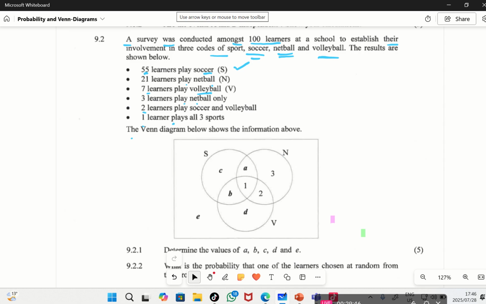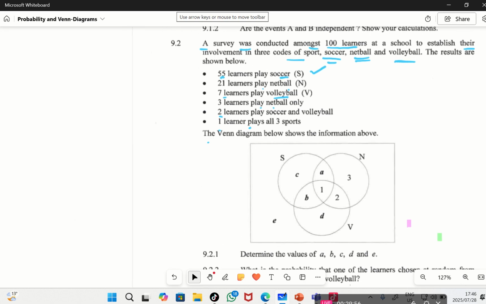Now let us get into this. We're gonna find the value of A, B, C, D, and E. Let's just ignore the questions and do it ourselves. You start at the intersection. They say one learner plays all 3 sports. This makes sense. It's there. Okay, we're happy. Sharp.